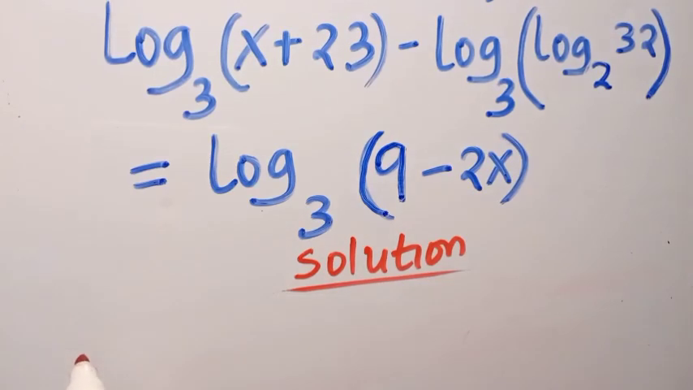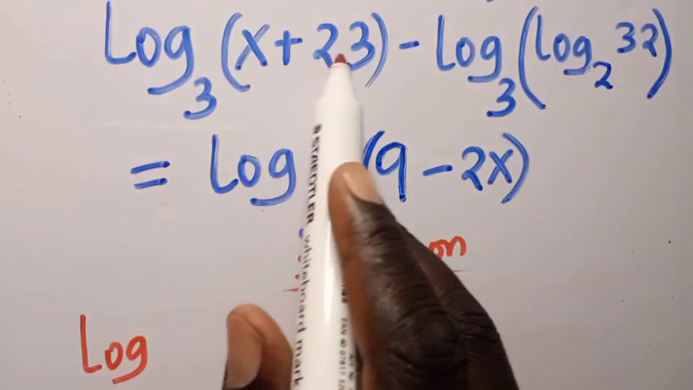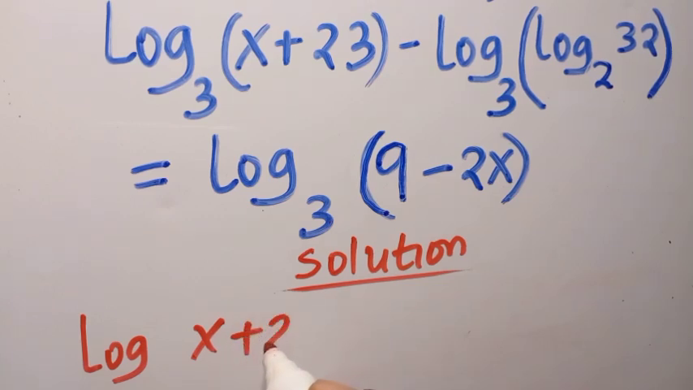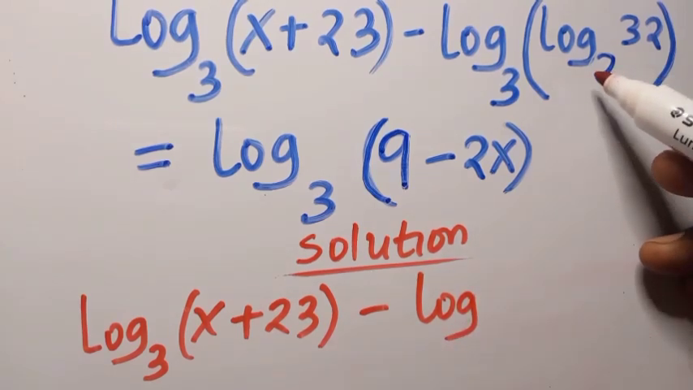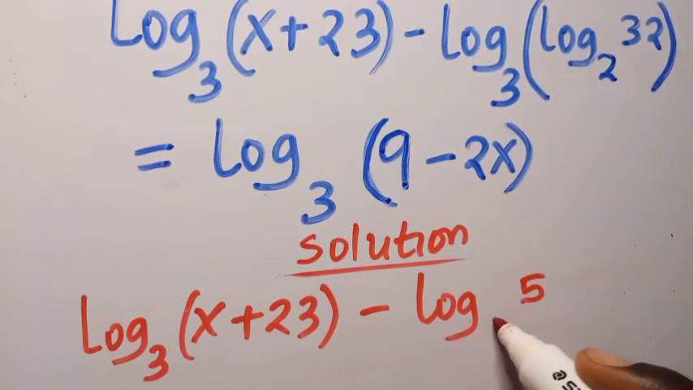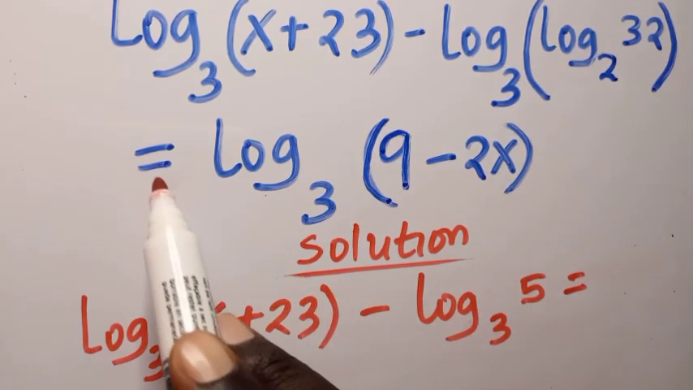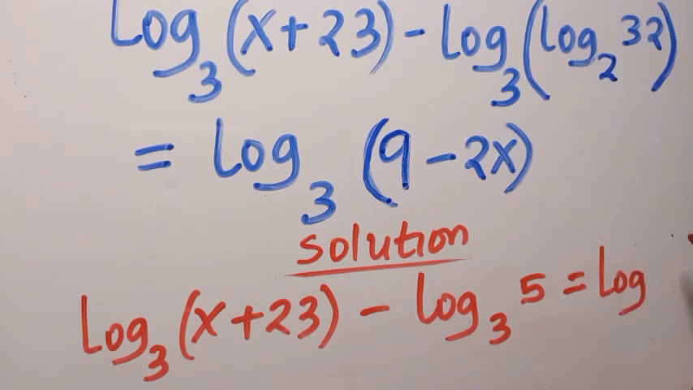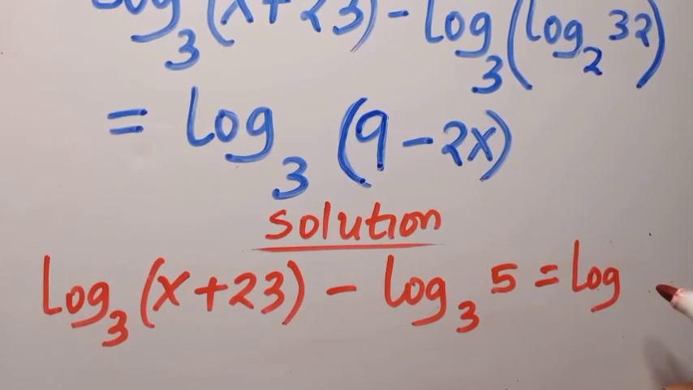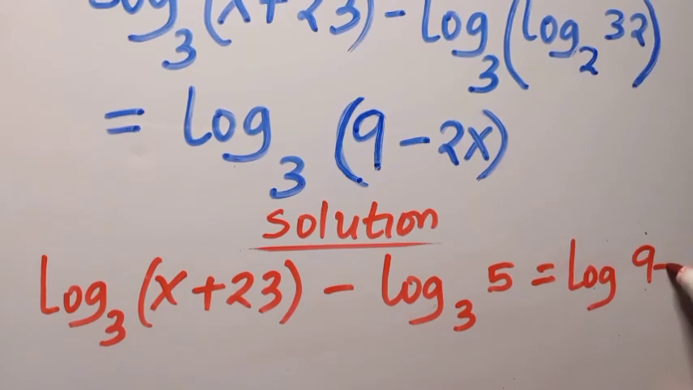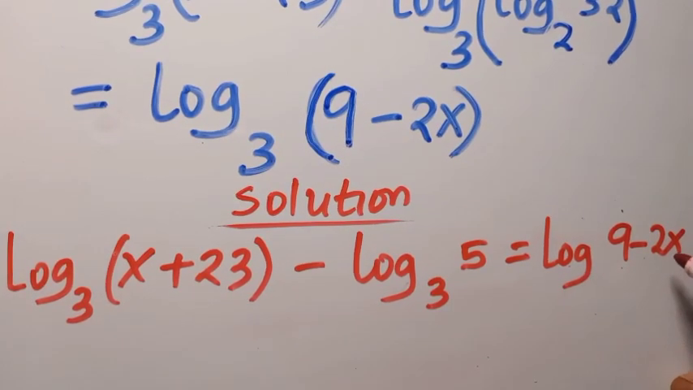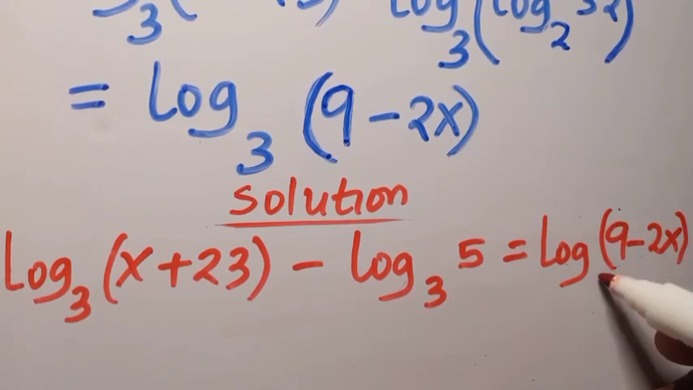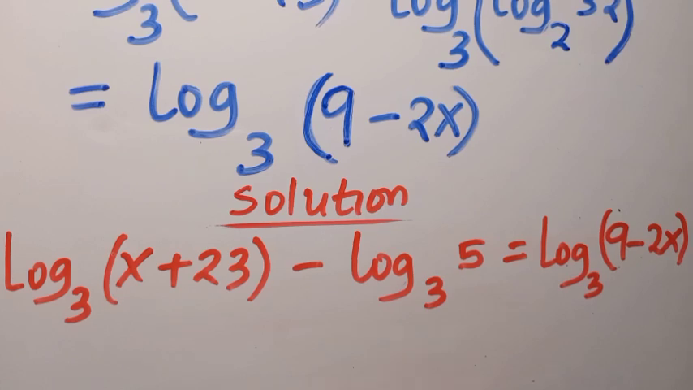Now, we shall have the logarithm of x plus 23, close the bracket, to base 3, minus the logarithm of, instead of this one, we shall have 5 to base 3, equals the logarithm of, not 9x, but the logarithm of 9 minus 2x, to base 3. That is what we shall have.